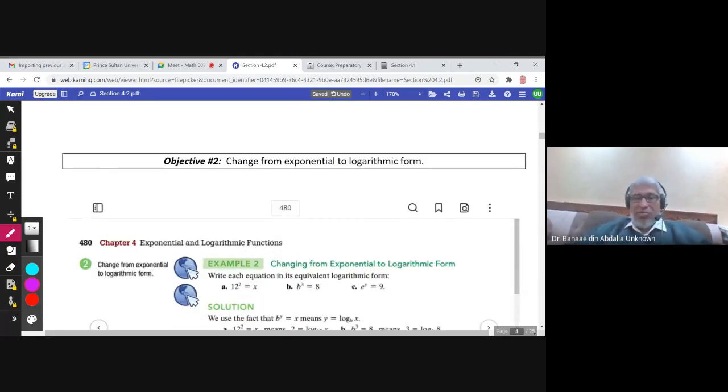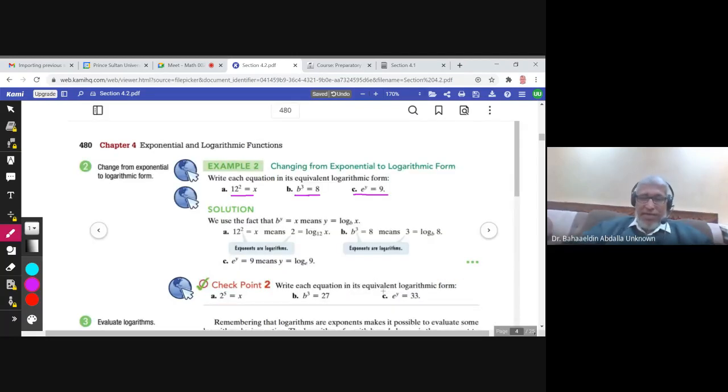Okay. The second objective, how to change from exponential to logarithmic. So I'll give you exponential like this, and you need to change it to logarithmic. We said what? We take the base. So it would be 2 equals log, the base is the one that is raised to the power. When you take the power, immediately 2 equals log the base, which is 12, and then you write x here. So 2 equals log x to the base 12.